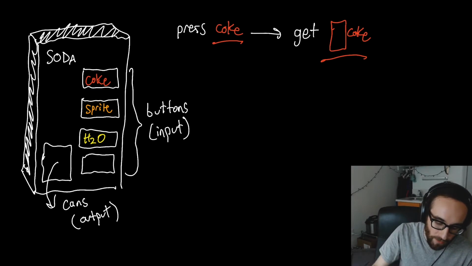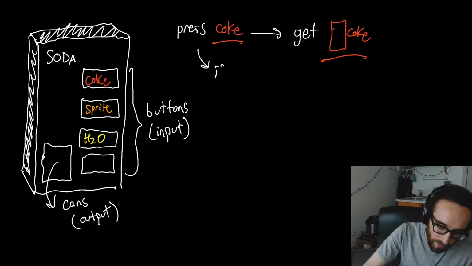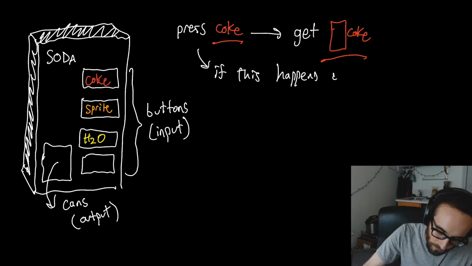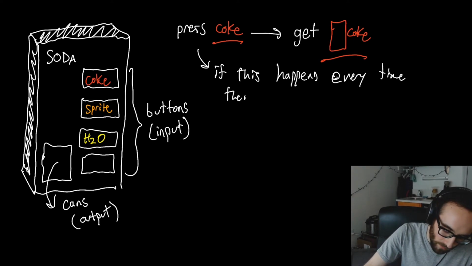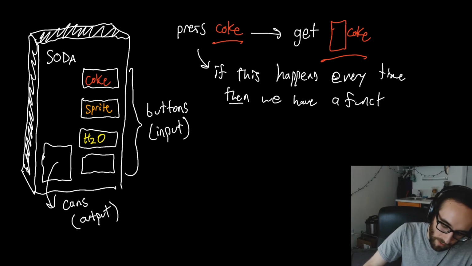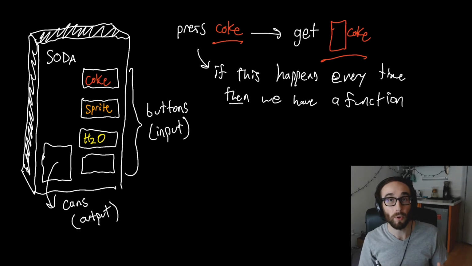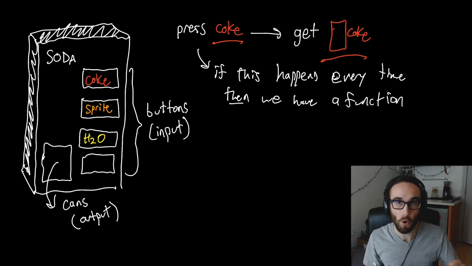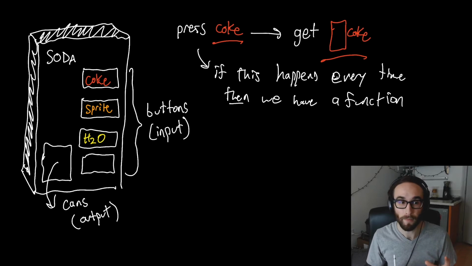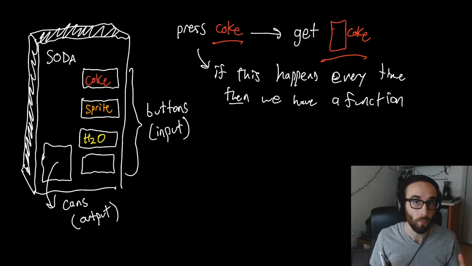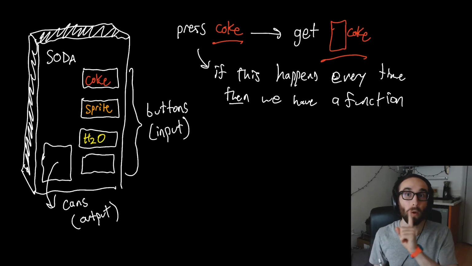If this happens every time, then we have a function. This is true because for each input, there's only one output that's ever going to come out. Every time I press the Coke button, we'll always get a Coke can. It's never going to mess up and give me a Sprite can or a can of water. So each input has only one output associated with it.